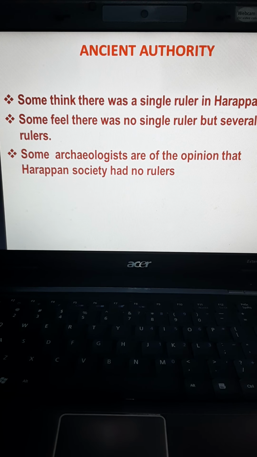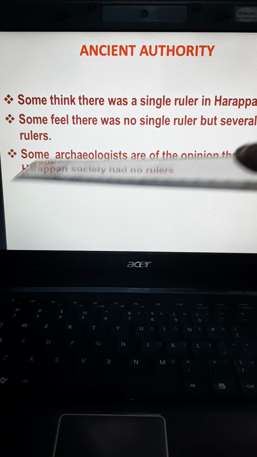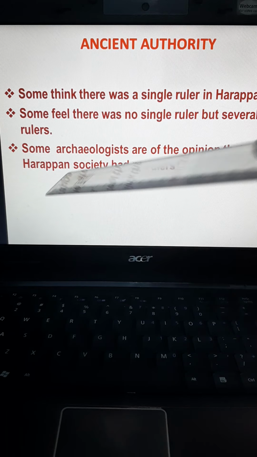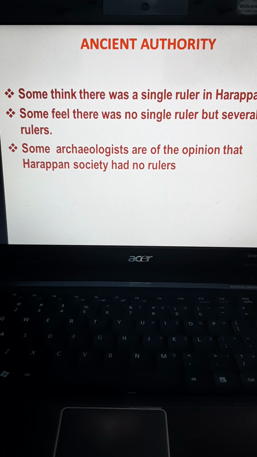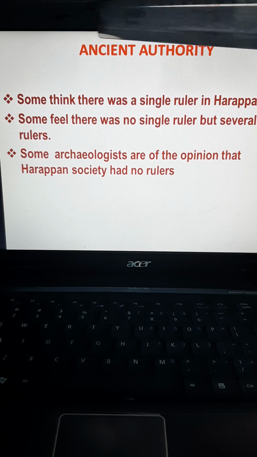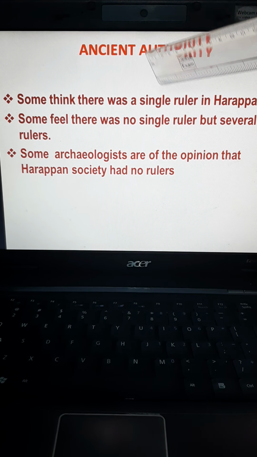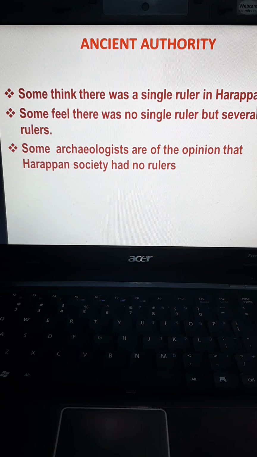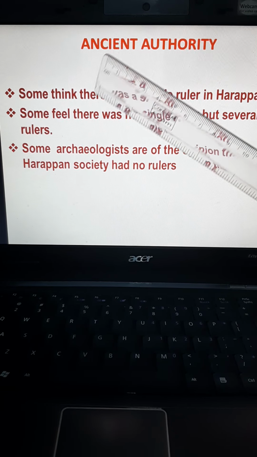Some have suggested that there was no single ruler but several rulers. That means small city settlements had their own rulers. Some archaeologists are of the opinion that Harappan society had no ruler at all. So some said that there was one ruler to control the whole of Harappa. Some said that there were small settlements, and the small settlements had their own rulers, and some are of the opinion that there was no ruler at all.